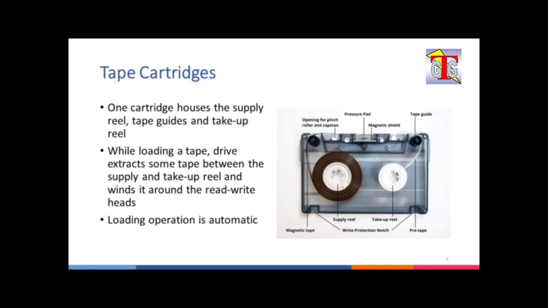When tapes are kept on cartridges, the supply, the tape guides, and the take-up reel are all housed in one cartridge. To load a tape, the drive extracts some tape between the supply reel and the take-up reel and winds it around the read-write heads. It is easier to perform the tape loading operation automatically. You can see an audio tape cartridge in an adjacent figure.